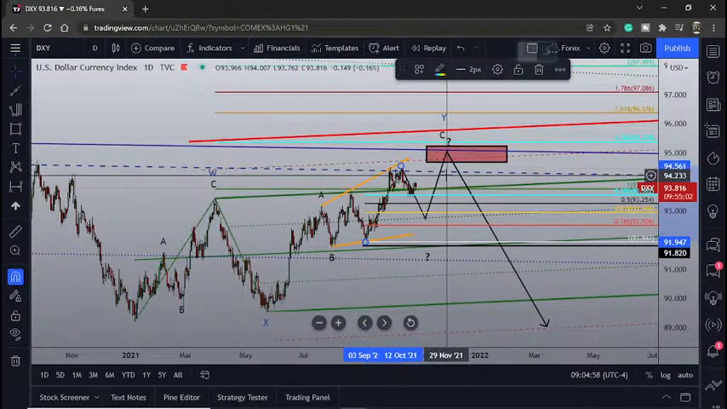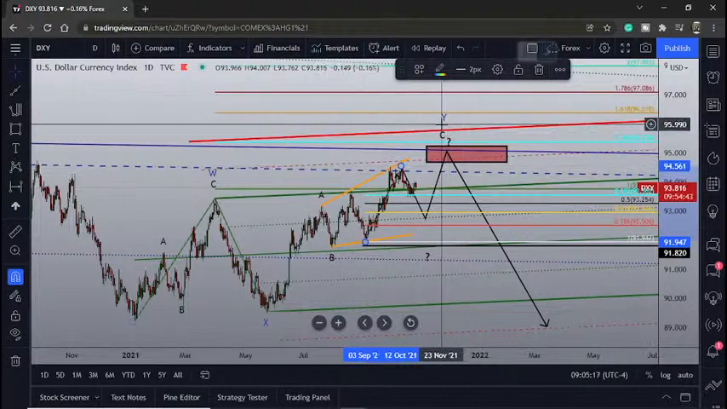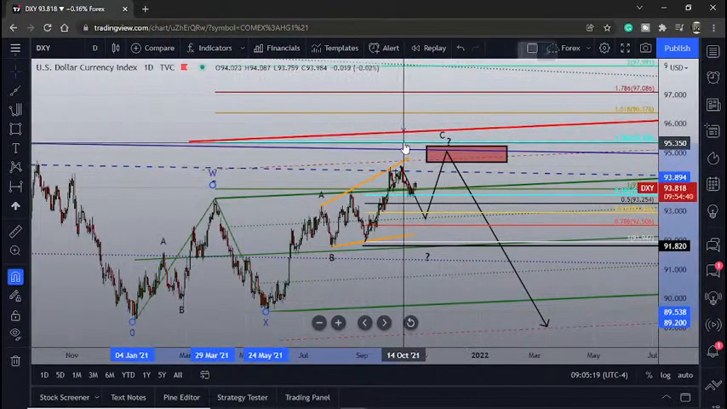But I'm very interested in this time window, which is around about the end of November, December-ish time frame. Yeah, it's a little bit of a wide time frame, but we'll be able to narrow the time window as well as the price window where I believe this entire correction could end. Alternatively, like I said, this whole move could have ended already.